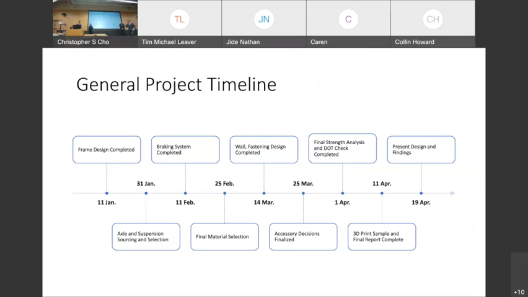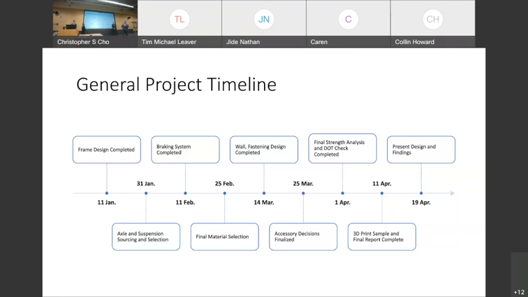The general design took place back at the beginning of the year in September. However, the actual designing of the system began at the beginning of January. We started from the ground up by designing our frame first and then adding to it. By the middle of January, our frame design was complete for the most part. After that, we started adding components to it. In January, we had our axles and suspensions not only selected, but also sourced from the company we wanted. At the beginning of February, our braking system was completed.